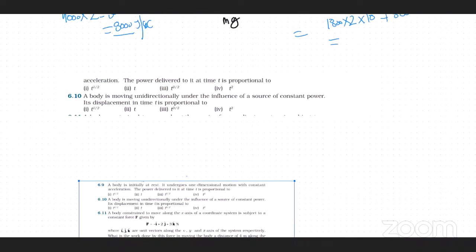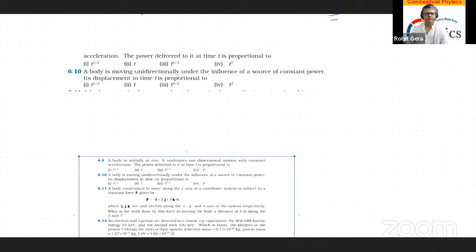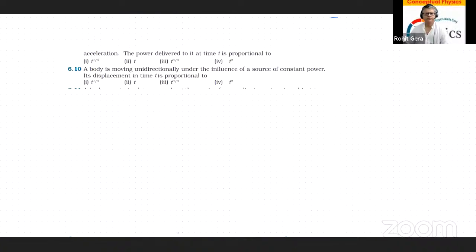Alright, 6.10. Let's do that first. बाद में करते हैं इसको. So you have constant power. So बॉडी constant power मतलब 40 kilowatt is being supplied to it. So you have to find displacement versus T relationship. तो उसका डिस्प्लेसमेंट और टाइम का क्या रिलेशनशिप है, knowing that the power being delivered to the body is constant.